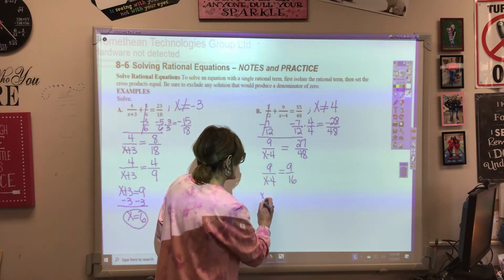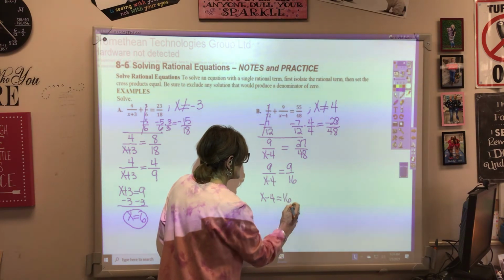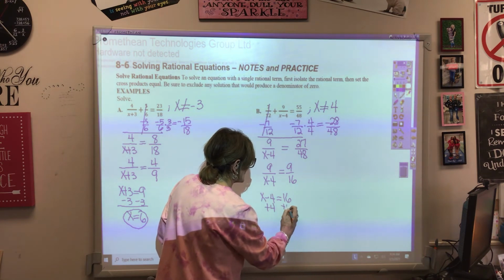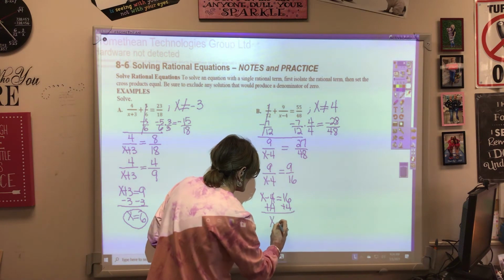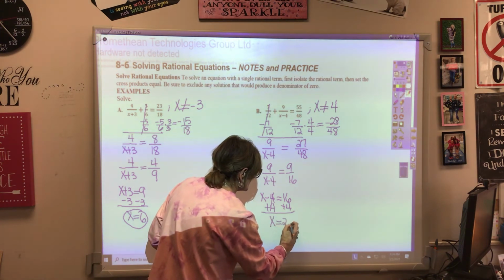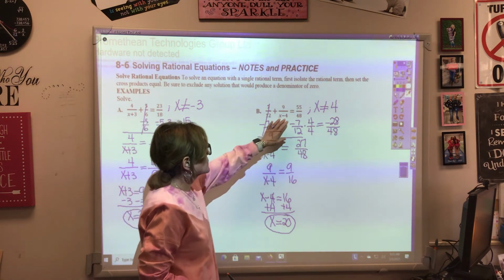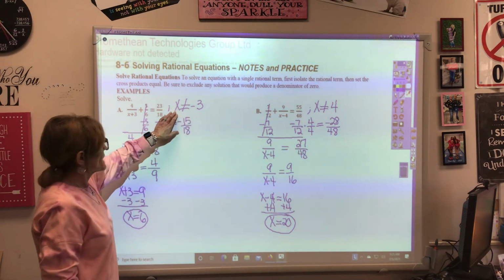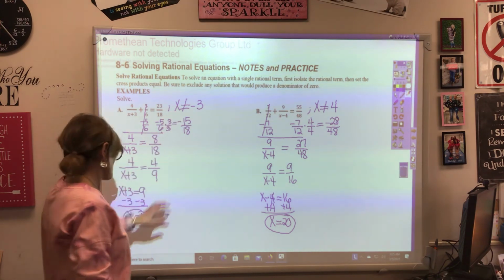So x minus 4 equals 16. Add 4 to both sides. x will equal 20. If we would have gotten 4 on this one, we would have said no solution. Same thing on A, if we would have gotten negative 3, we would have given our answer as no solution.